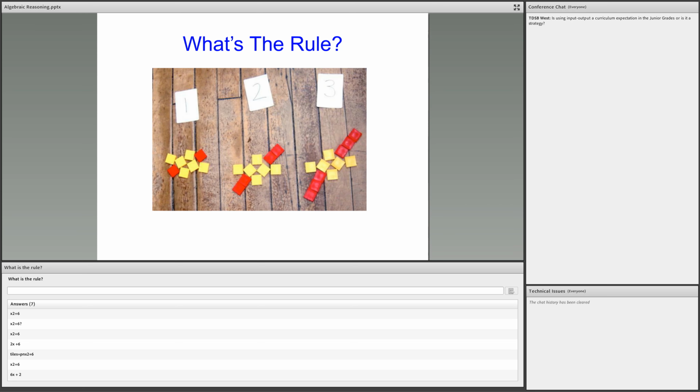So one of the ways that we have kids think about that is, could you look at a pattern and accurately build another position of that pattern? So for example, looking at this pattern, if you recognize the structure of this pattern, you could accurately build the fifth position of this or the 10th position of this or whatever.